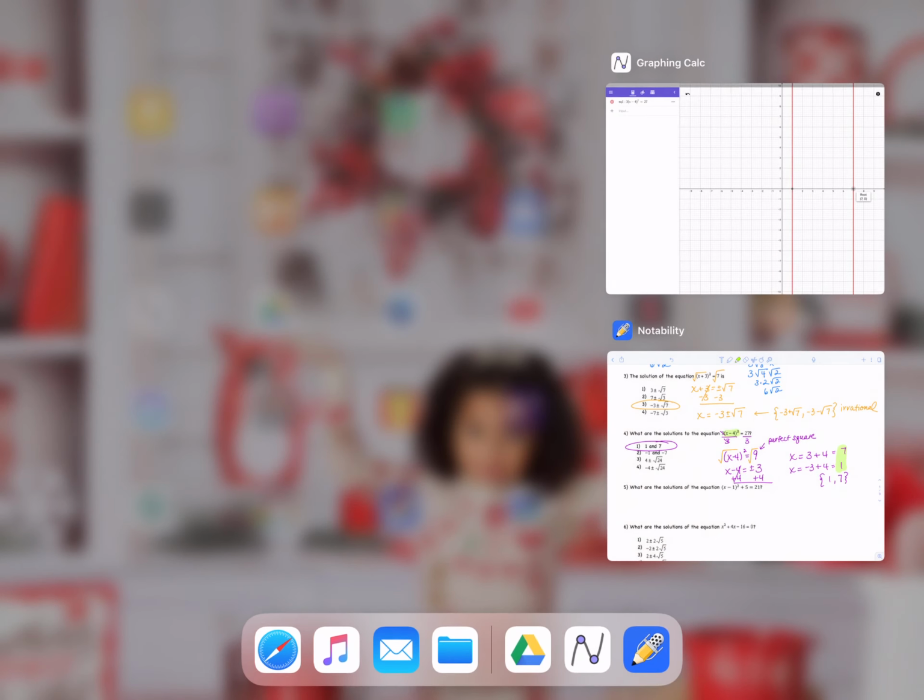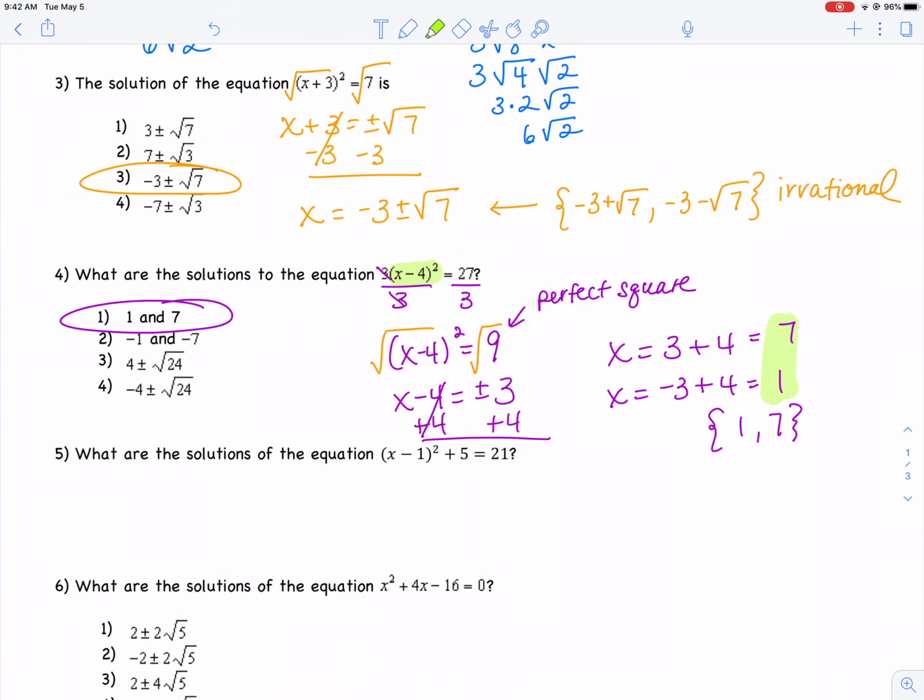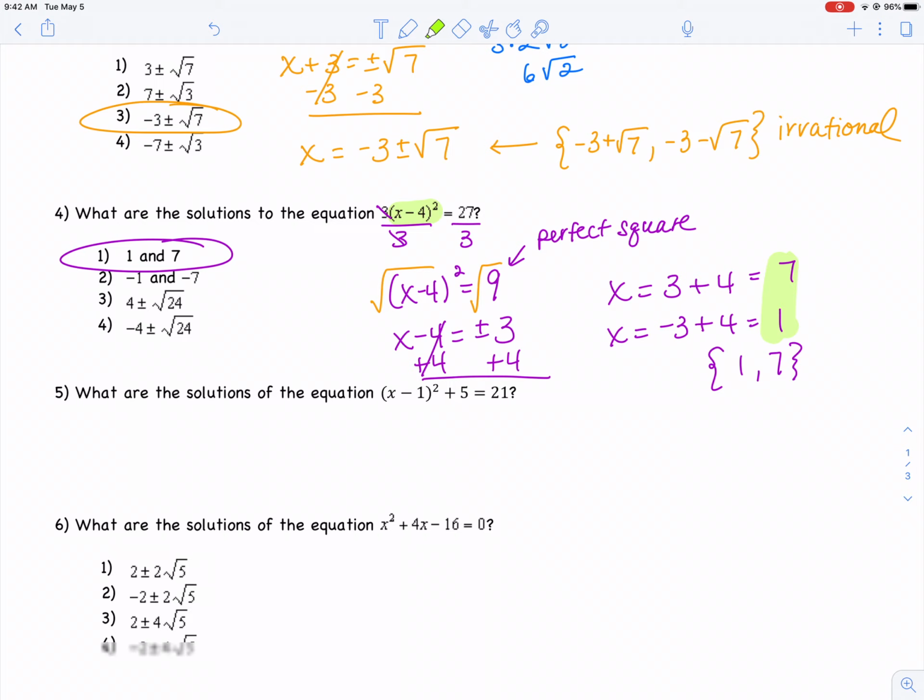Okay, so there's a rhyme and reason. You know what this means? This means this was factorable. When you come out with numbers like 1 and 7, they're rational because it must have been factorable. Okay, and you knew it was factorable when you saw that perfect square on the other side.